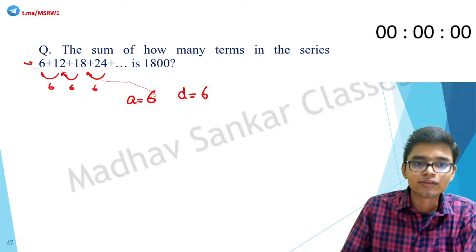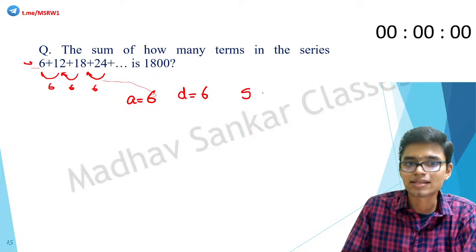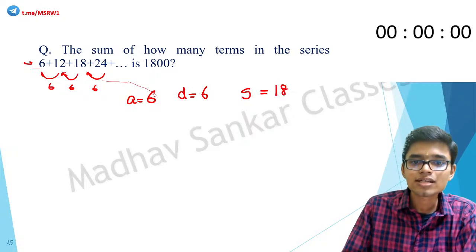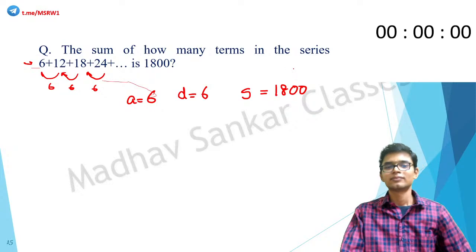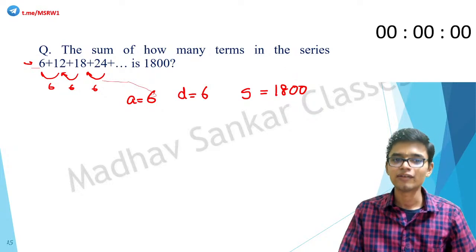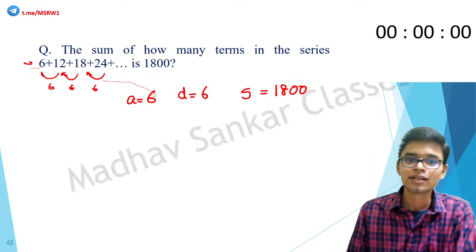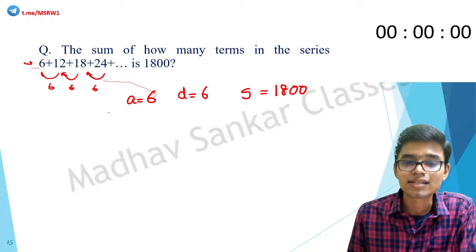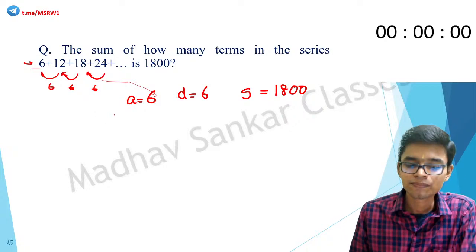Correct? And we have the sum. Okay, let's put sum equal to S. S is equal to 1800. Now all we have to do is find the value for n. Very simple, right? So what is the formula for the sum of an arithmetic progression?